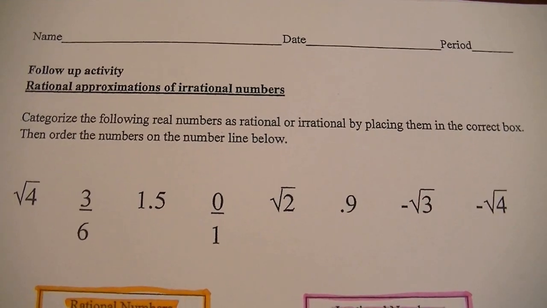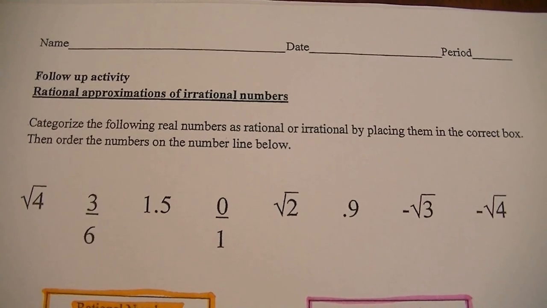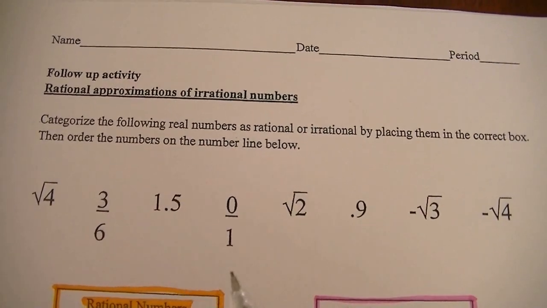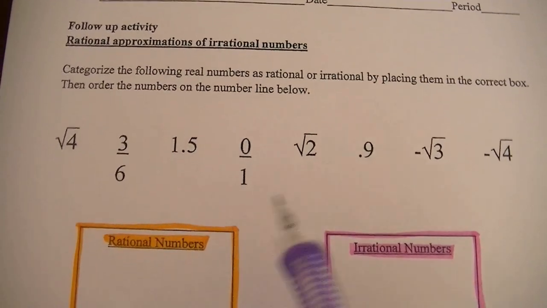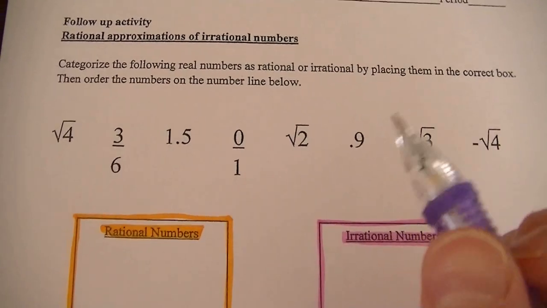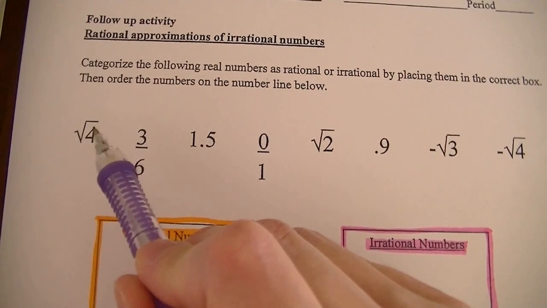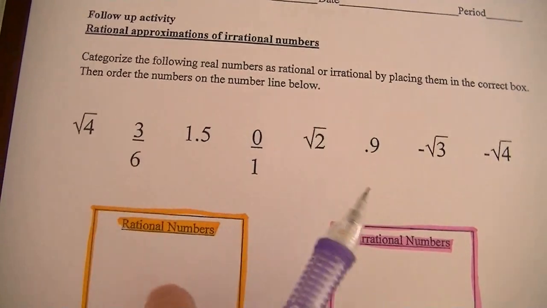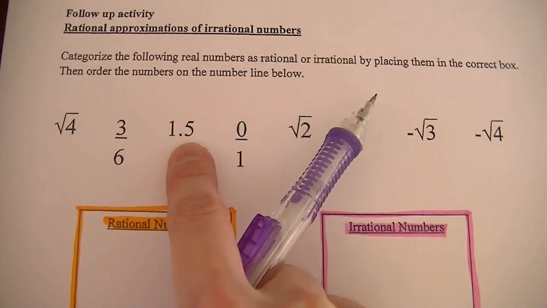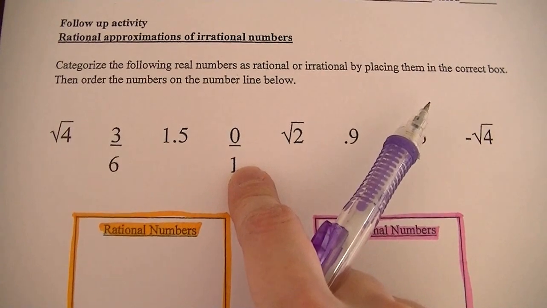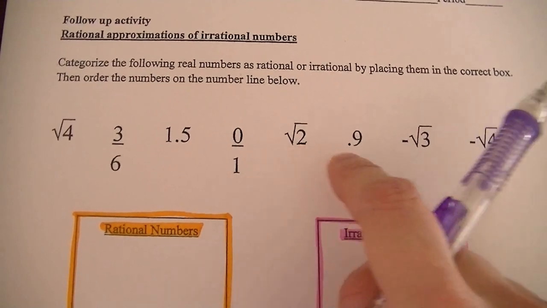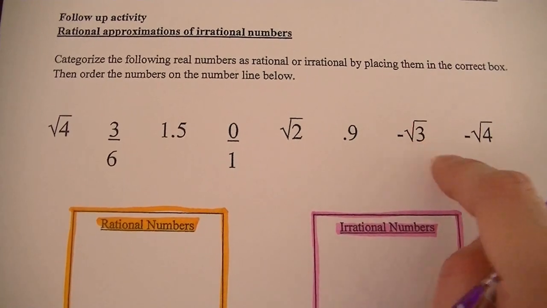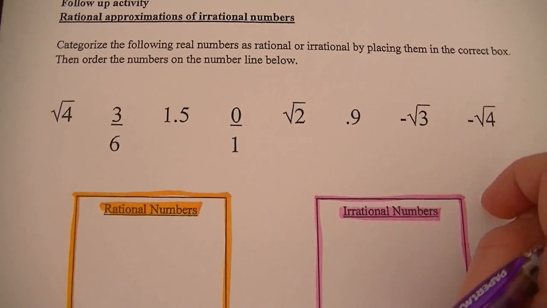Okay, I want you to complete the back page, and here are the instructions. It's a follow-up activity. I want you to classify the following real numbers as rational or irrational, and I want you to place them in the corresponding box. So right here I have the square root of 4. Would that number be rational or irrational? 3/6, go ahead and categorize it. 1 5/10, 0 divided by 1. The square root of 2, 9/10, the negative square root of 3, the negative square root of 4.